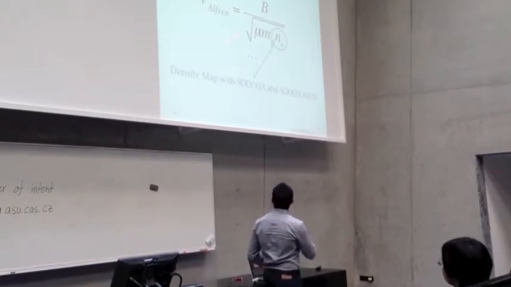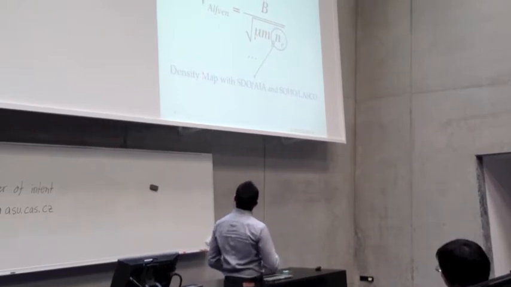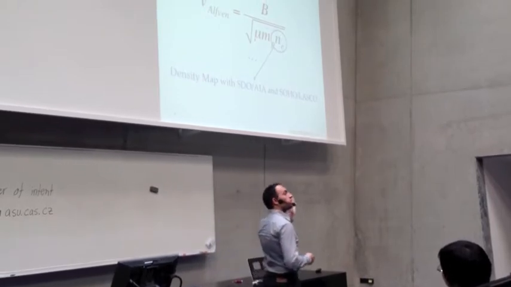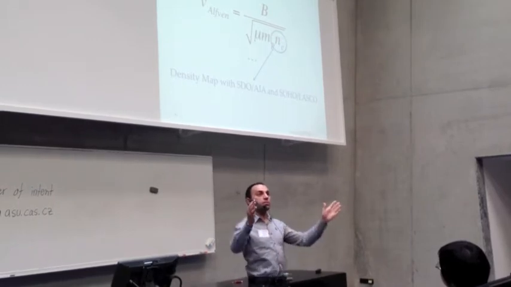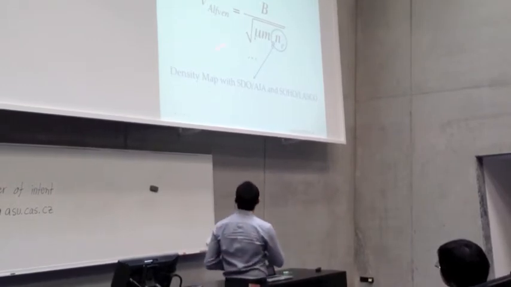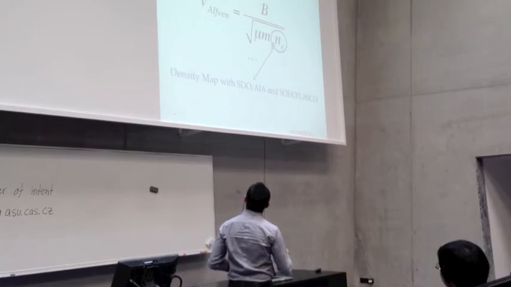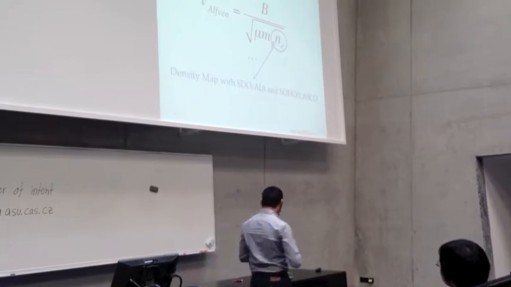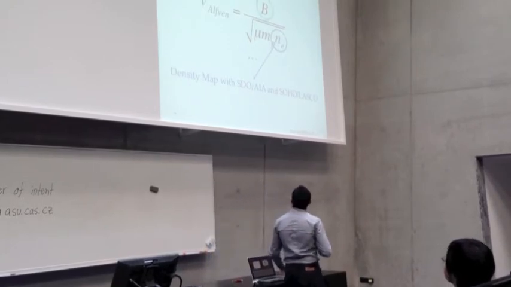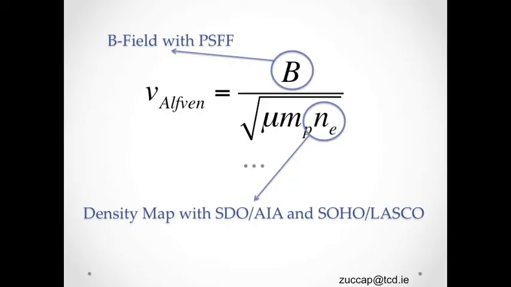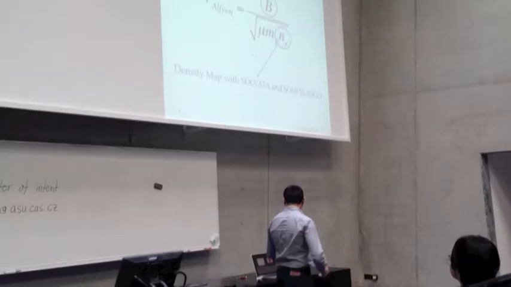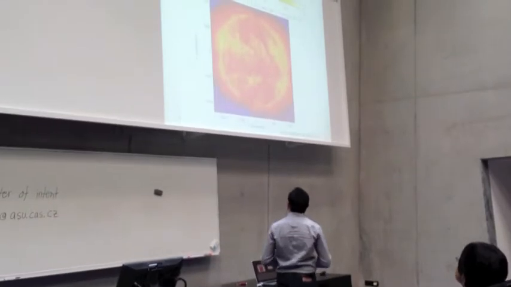I'm going to propose here a density map from the surface of the sun, from 1 solar radius to 5 solar radii. We created this using SDO-AIA and SOLASCO data. For the magnetic field, I'm going to use PFSS extrapolations and try to create a 2D map in order to get the Alfvén speed map. So let's start with the density.